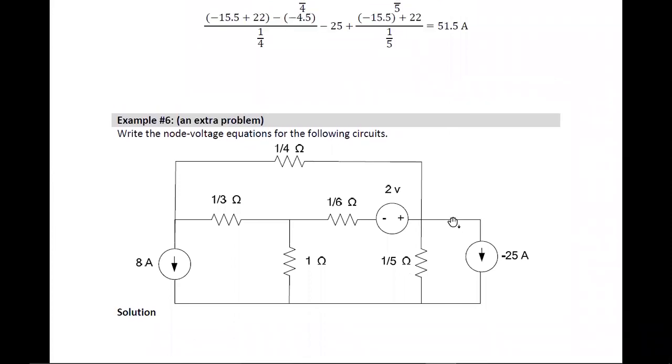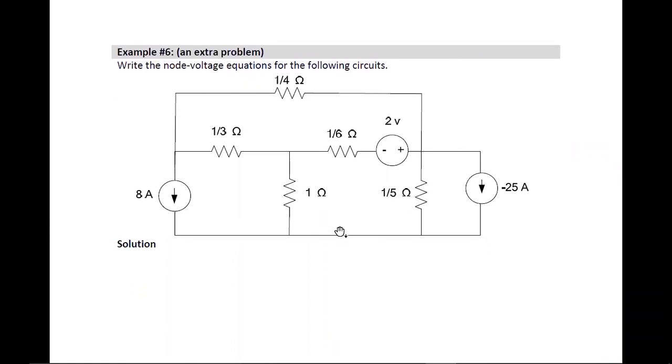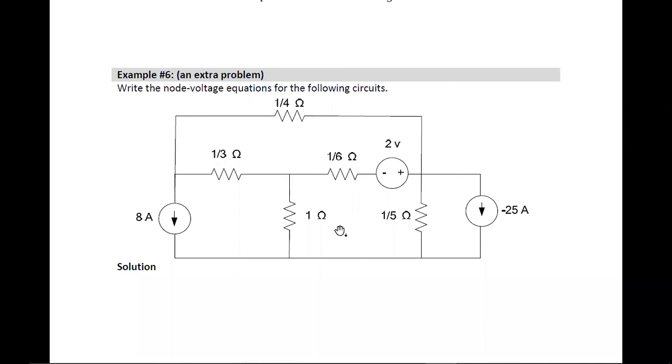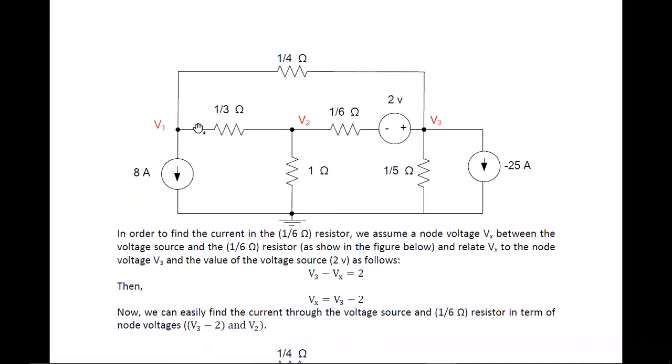So you can observe this problem. Find the node voltage. This is a very simple problem. Already you know. Let me have a quick look. So write the node voltage equations. If you want to write only the node voltage equations, here you can get the unknown node voltages directly. This is V1, V2, and V3, and this is the reference node.